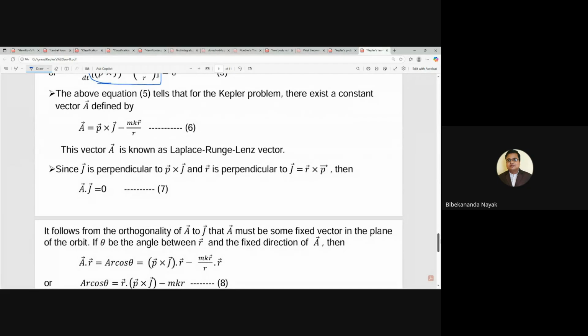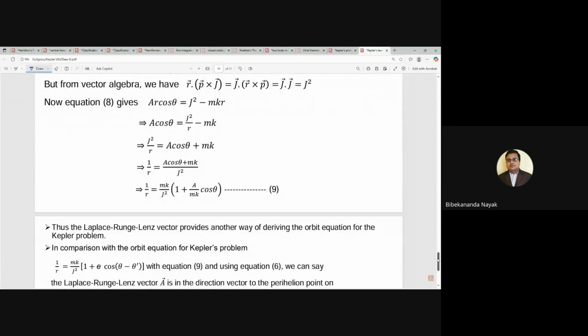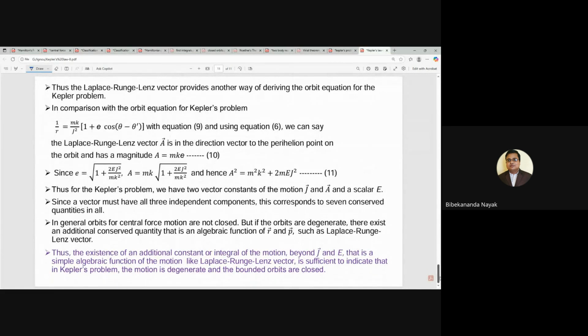Since A is this, it depends on J. P cross J means perpendicular to J, so A dot J is equal to 0. Another thing is you can calculate A dot R like this. From comparing these two, you can actually derive Kepler's law. This is one way to derive Kepler's law.